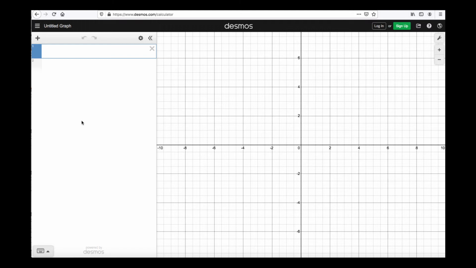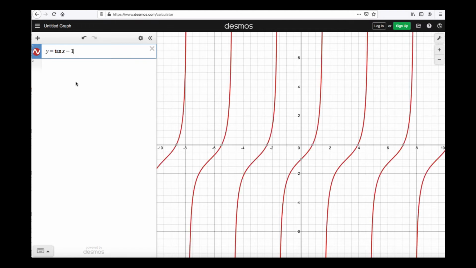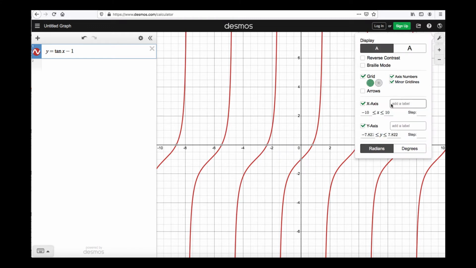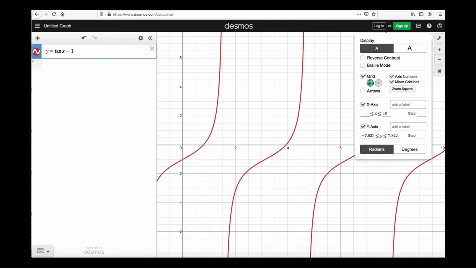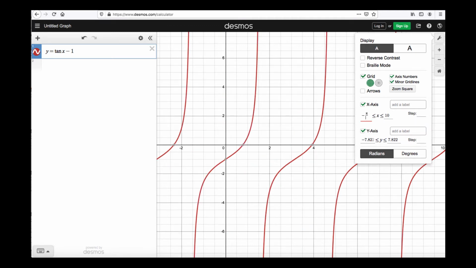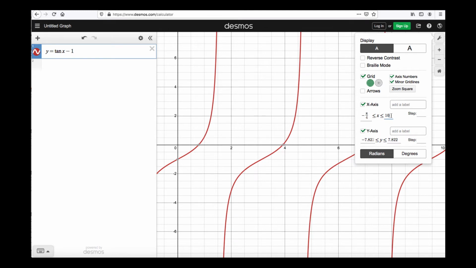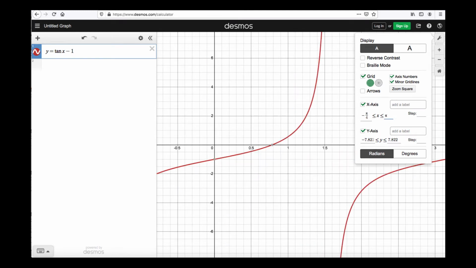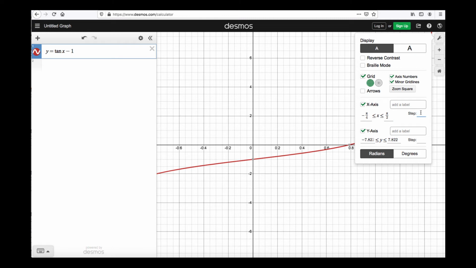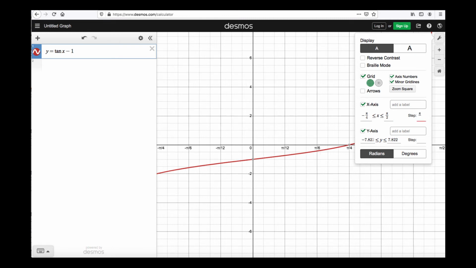If we graph y equals the tangent of x minus 1, then the absolute value of these function values would be the difference between the values of the function tangent of x and 1. Let's change our window a bit so that we can see more clearly the area that we are examining. I'm going to make the minimum x value negative pi over 4, the maximum x value pi over 2, and the step value pi over 8.